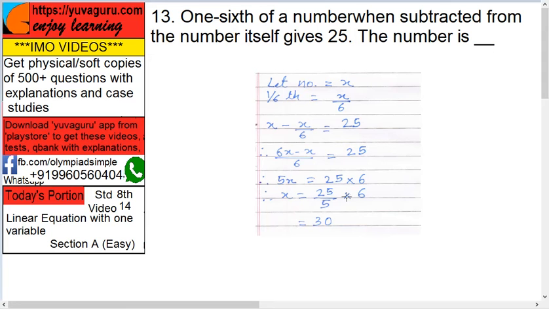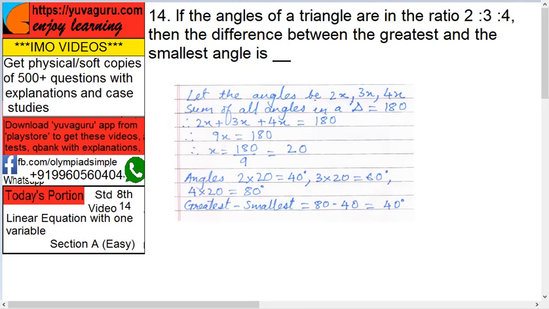6 on this side, 5 on this side. So 5 comes down, 6 goes up, 5 fives are 25, and into 3, 30. So the number is 30. This was quite easy, basic maths.